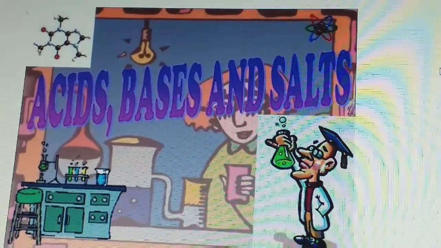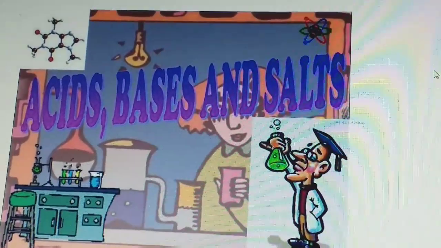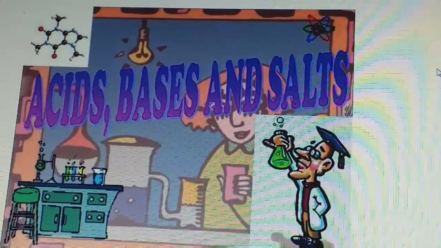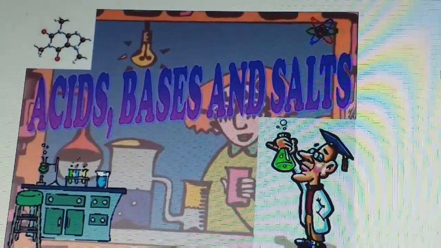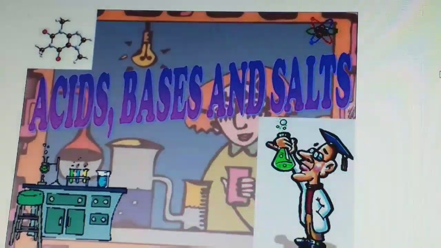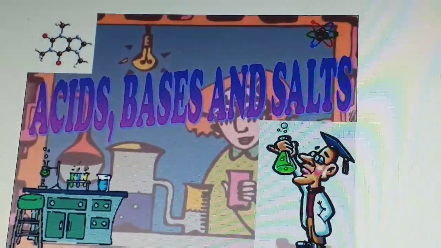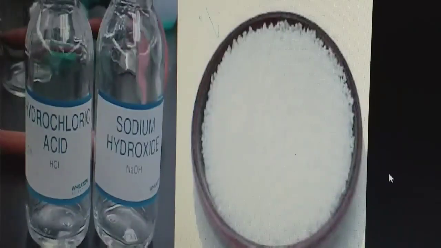You know what is Eno? It contains baking soda, which is a base, and immediately I got relief. Now you can guess which topic we are going to discuss today. That is acids, bases, and salts.